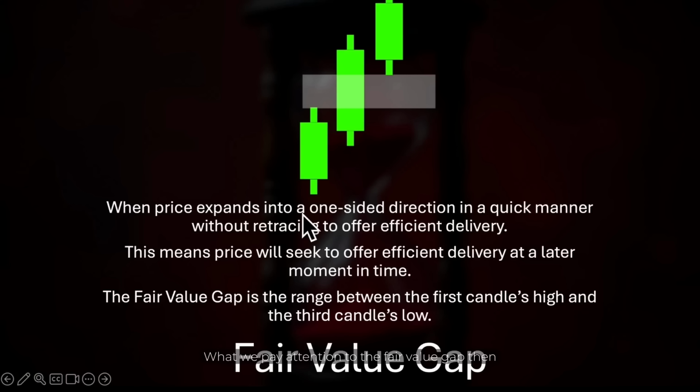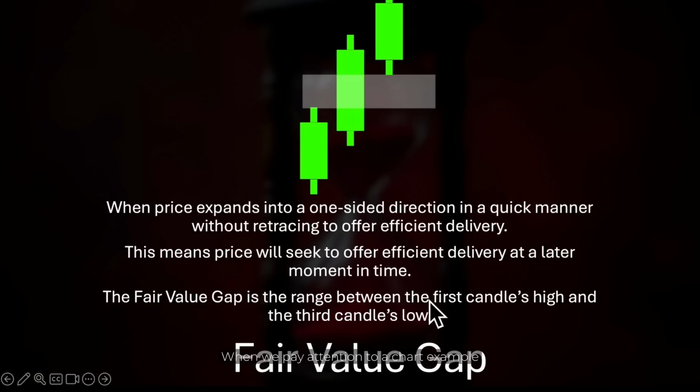When we pay attention to the fair value gap then, which I've already shown to you prior, the fair value gap forms on the bullish side when price expands into a one-sided direction in a quick manner without retracing to offer efficient delivery. This means that price will seek to offer efficient delivery at a later moment in time. The fair value gap is the range between the first candle's high and the third candle's low.